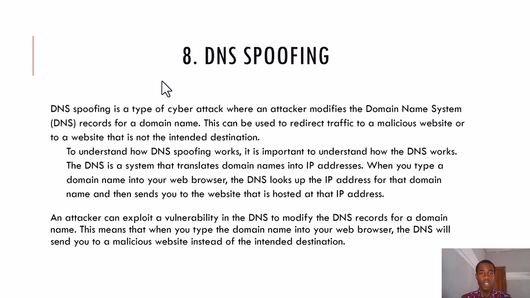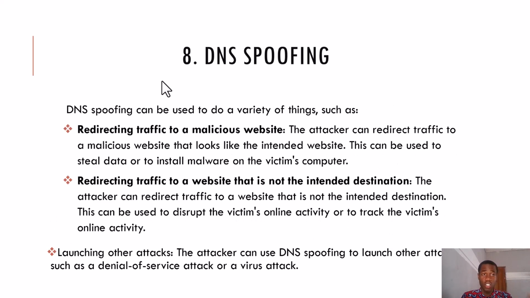We have DNS spoofing. Now, it's a type of cyber attack where an attacker modifies the Domain Name System, the DNS, records for a domain name. This can be used to redirect traffic to a malicious website, to a website that is not the intended destination. Now, the DNS looks up the IP address for a domain name whenever you type the URL, and it sends you the website that is hosted at that IP address. So an attacker can exploit a vulnerability in the DNS to modify the DNS records for a domain name and then redirect it to a malicious website instead of the intended destination.